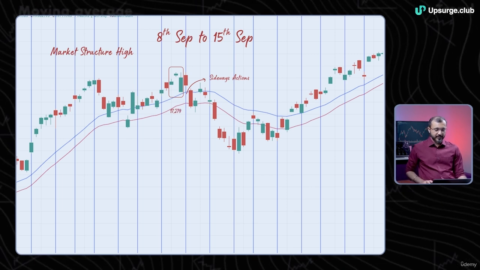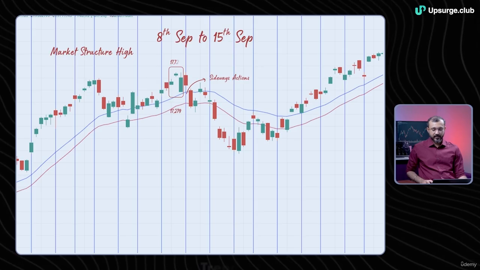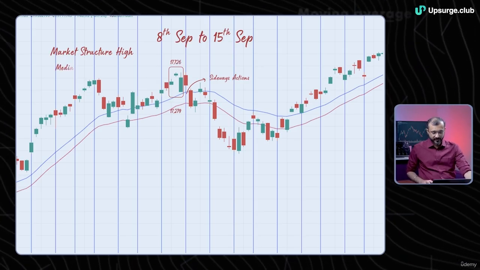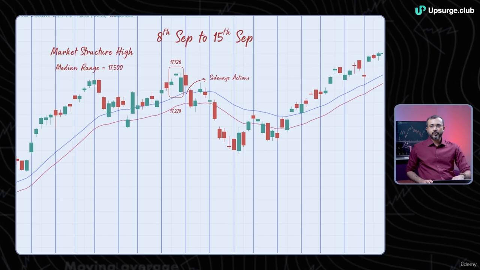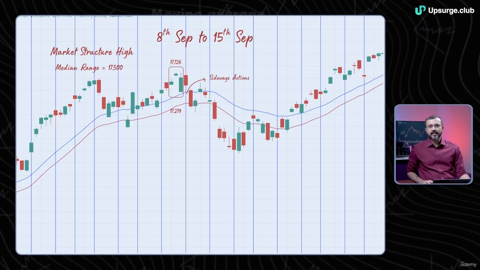So the range here is 17,279 to 17,726, the moving average. We get again a median range of 17,500 and we go short. And we go short somewhere from 250 points, and eventually this straddle has gone to 0.